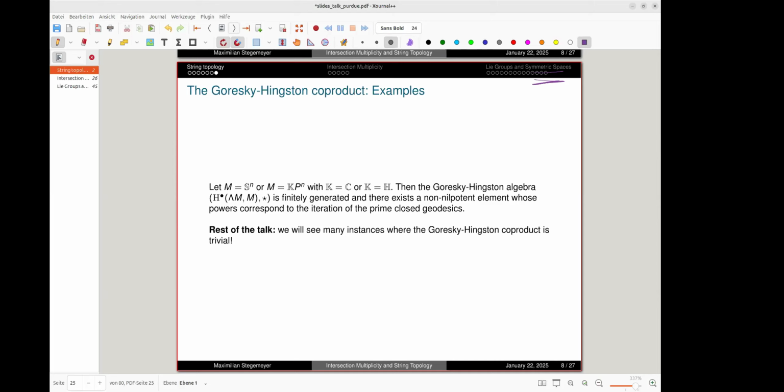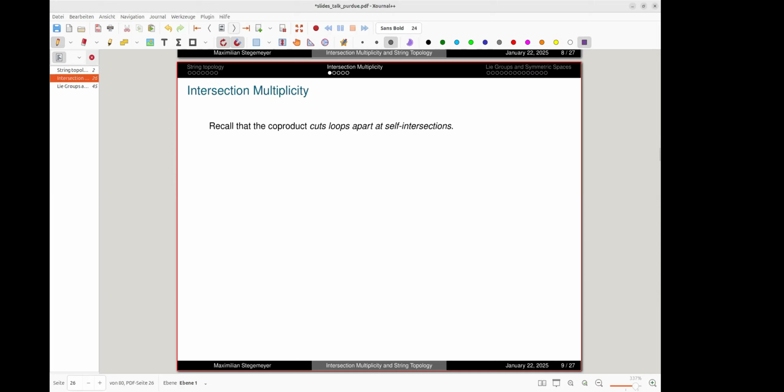All right. So first, now I want to introduce this notion of intersection multiplicity. I want to recall that the coproduct cuts loops apart at points of self-intersections. If we have a base point self-intersection, then this coproduct can detect this and cut it apart. At least that's the intuition behind the definition. And on this slide, I want to show you that this can actually be made precise in the following sense.